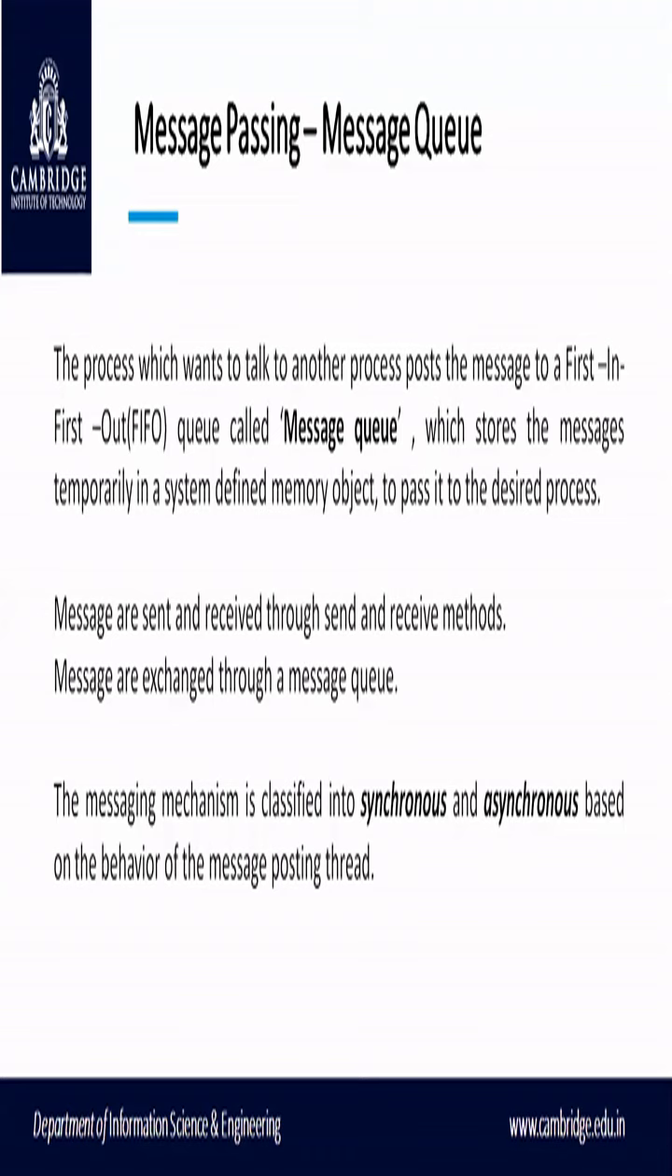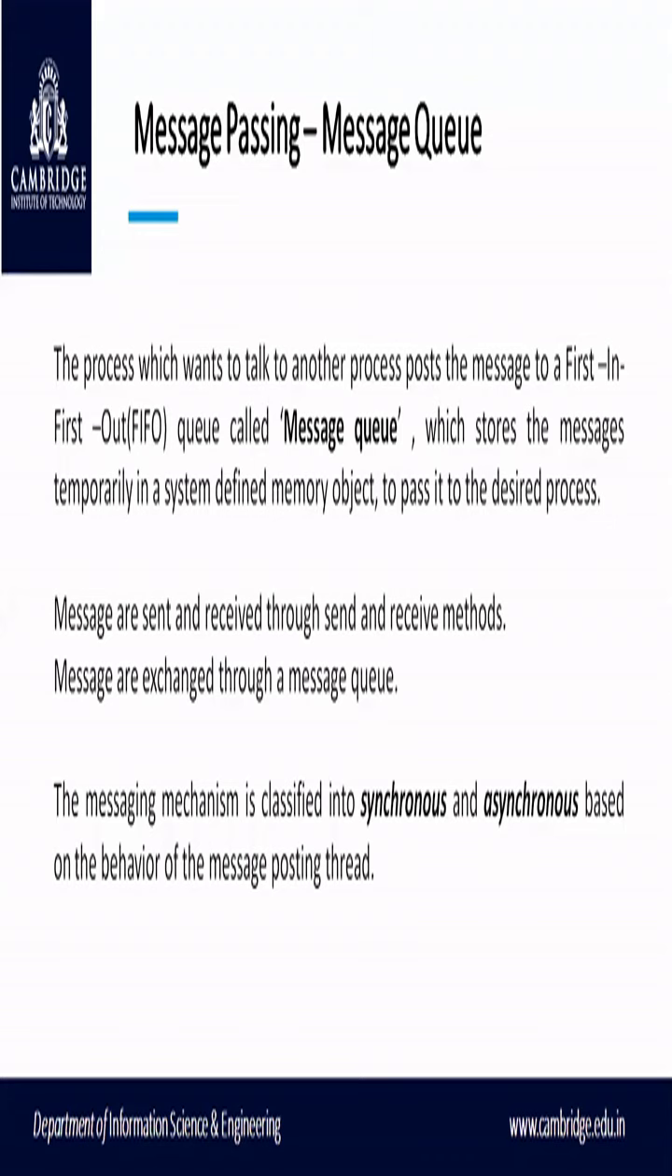Now what happens in the message queue is that the process which wants to talk to another process posts the message to a first in first out queue. So you will have a queue, a first in first out queue. Whichever process wants to talk to another process is going to post the message to a first in first out queue called the message queue, which stores that message temporarily in a system defined memory object. For some time that message will be temporarily stored in the system defined memory, then passed to the desired process, whichever destination process it wants to communicate with.